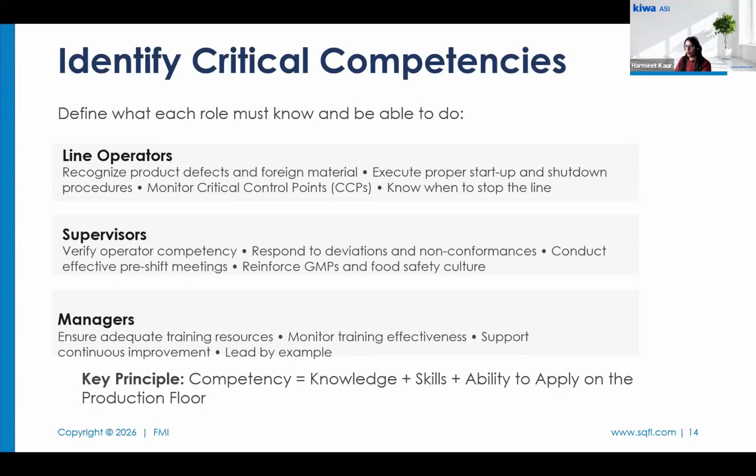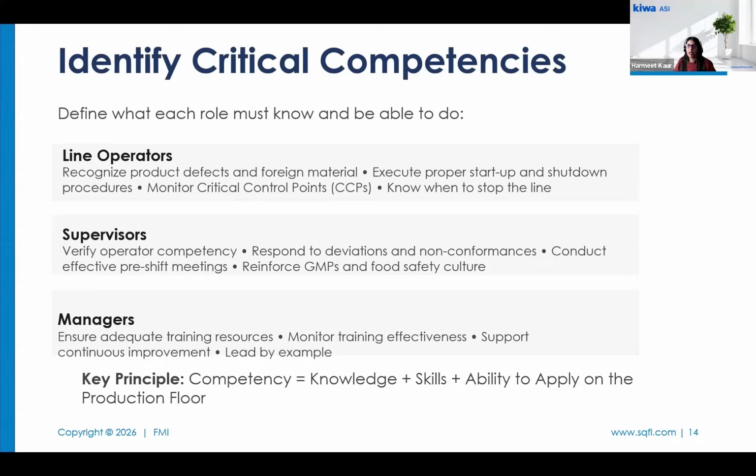And I am sure you have seen throughout your career, Christy is also smiling, so I'm sure that managers sometimes, or upper management, senior management, feel like GMP doesn't apply to them, yet everyone has to follow the GMP, right? So here's the principle to remember: competency equals knowledge plus skills plus ability on the production floor. And all three components are very, very necessary.